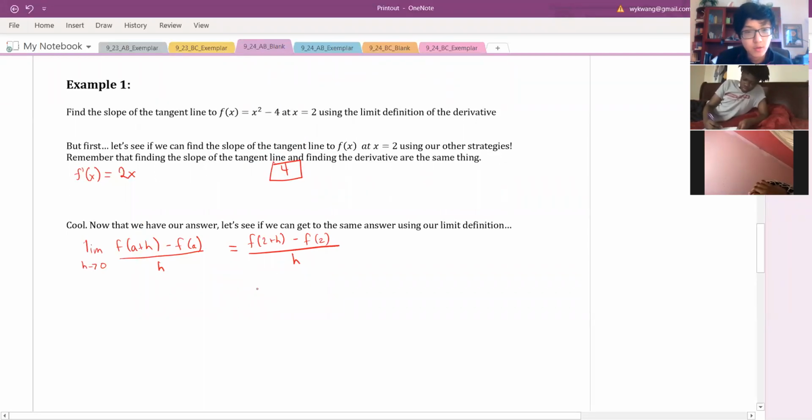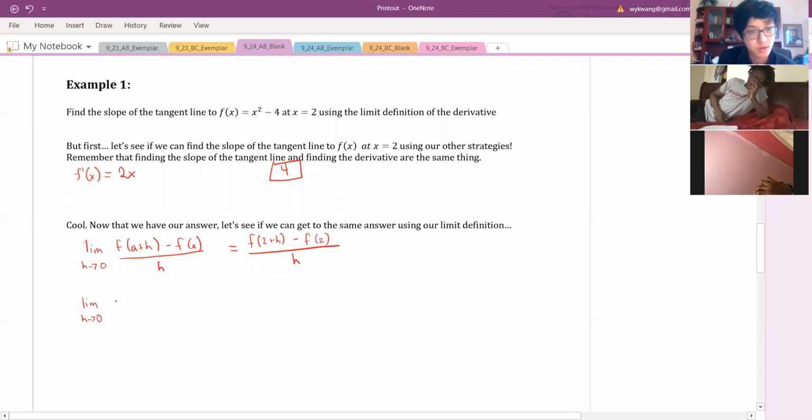For the h right now, we always just leave the h in these problems. We leave the h, so don't touch the h. So our next step should be to plug in 2 plus h into this function, right? I'll show what I mean by that.